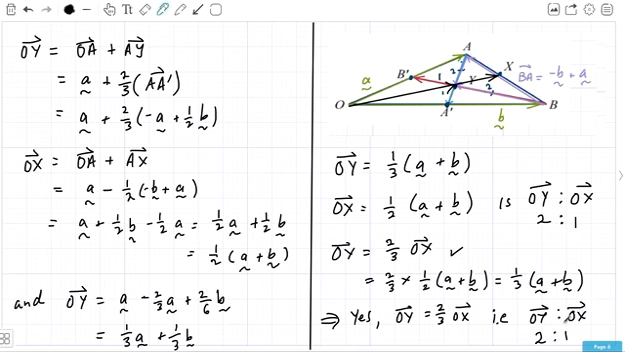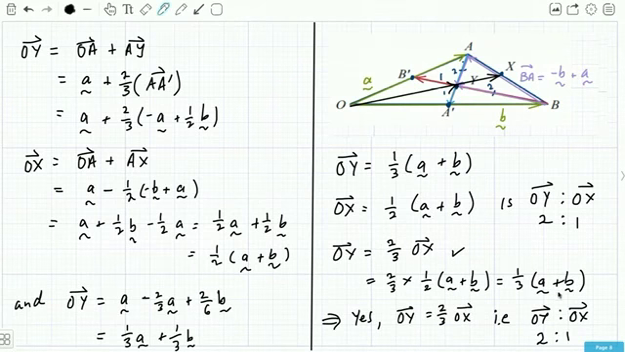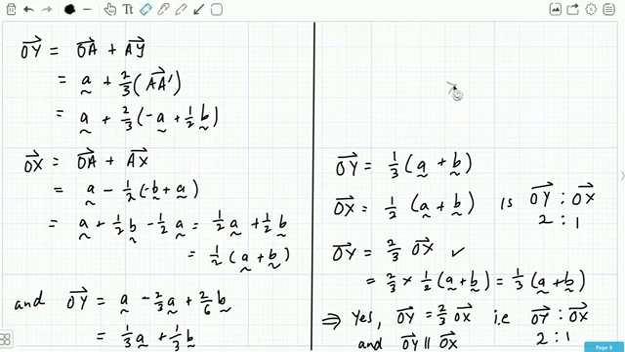Okay, so because we know that, we've now shown that all of these vectors here are in a 2 to 1 ratio. The other thing that we've shown as well is that since there's this relationship between OY and OX, OY is also parallel to OX. So ultimately what we've been able to show from this diagram is that OY and OX are also collinear. So to finish this off, I'm just going to get rid of this section here.